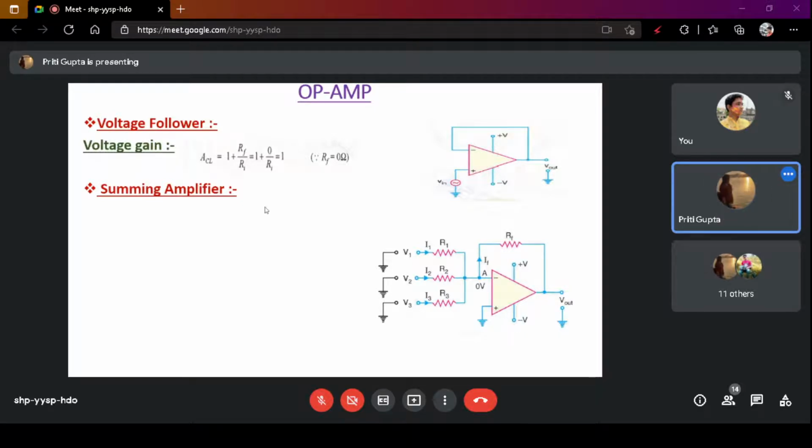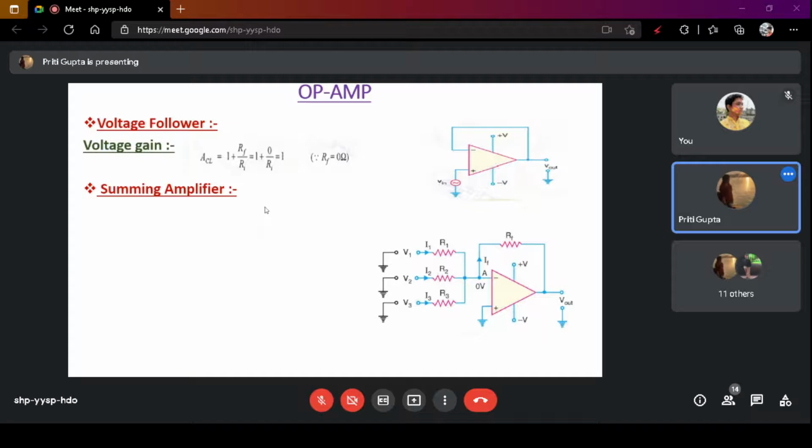Is this done? Yes, ma'am. Okay, so what is basically a summing amplifier? This type of amplifier will take, on the input side, one or more inputs through n number of resistances, and on the output side you will get the summation of these input voltages, but it will be inverted because we are using the inverting terminal. Is that clear?